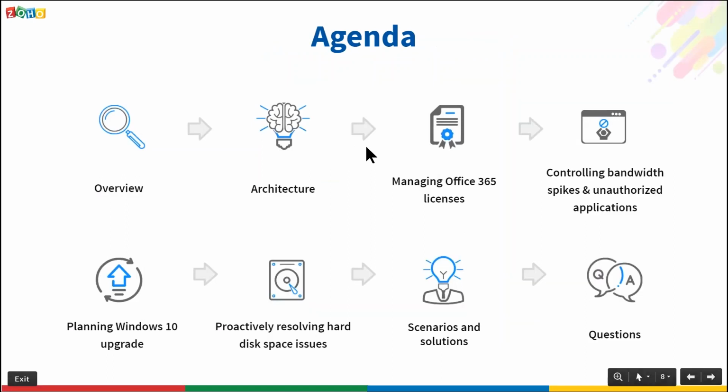Here is the agenda for today's training. I will start with the overview or architecture of asset management, and we will see how it works. This training is designed based on problem solution approach. So I have taken 4 real-time scenarios to discuss on this training. We will see how Desktop Central Asset Management helps in managing licenses, controlling the usage of unauthorized applications, also upgrading the Windows 10. So what we are going to plan for upgrading the Windows 10 operating system, and proactively resolving hard disk space issues.